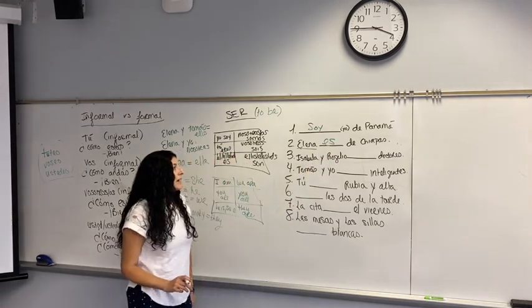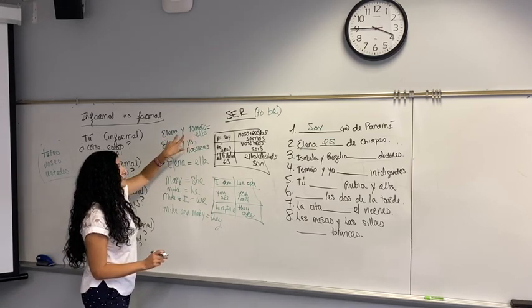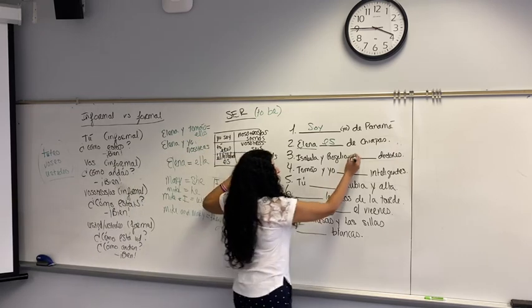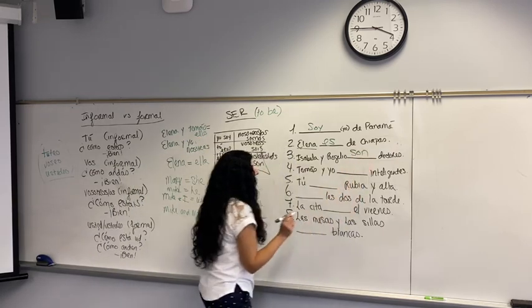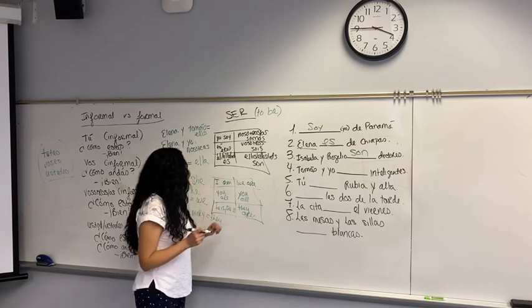Okay. Isabela y Rogelio, right? Remember, two names, two proper names, right? Means ellos. So, ellos son doctores.